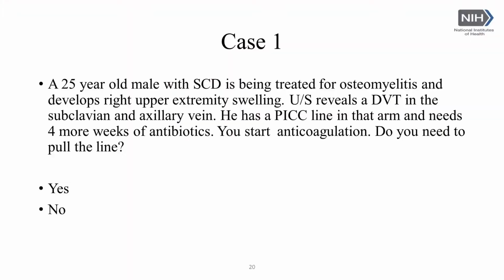And so here I'm going to show you a case, and I'm going to ask you to try and give me a yes-no answer. So we have a 25-year-old male with sickle cell disease who's being treated for osteomyelitis, who develops a right upper extremity swelling. The ultrasound reveals a DVT in the subclavian and axillary vein. He has a PICC line in that arm and needs 4 weeks more of antibiotics. You start anticoagulation. Do you need to pull the line? Can I have a show of hands?